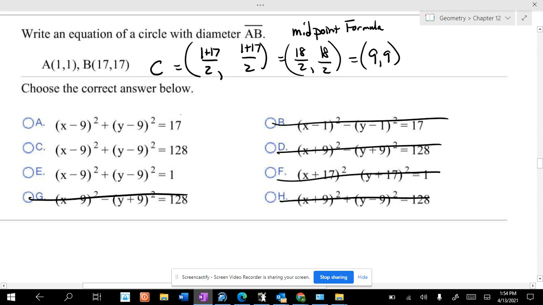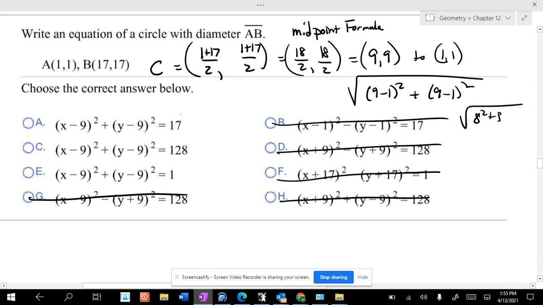Now, from 9, 9, I've got to figure out how far it is to 1, 1. So it's the square root of 9 minus 1 squared plus 9 minus 1 squared, which is the square root of 8 squared plus 8 squared. What's 8 squared? 64 plus another 64 is the square root of 128. That's the radius, which is the correct answer. It is C.